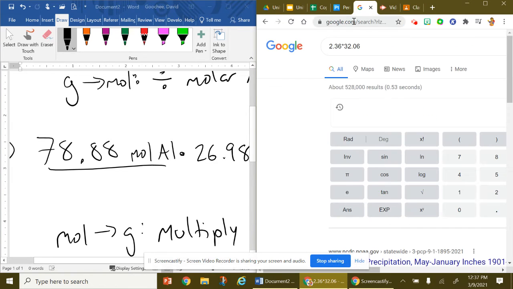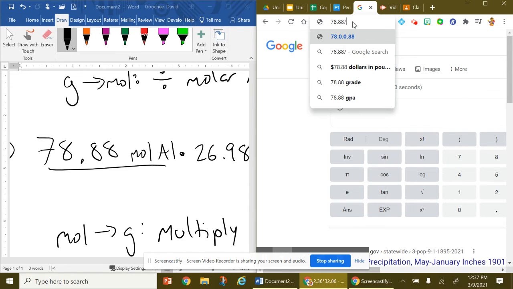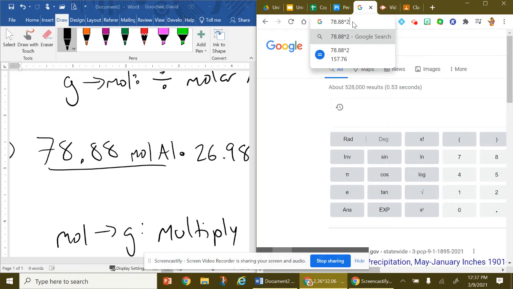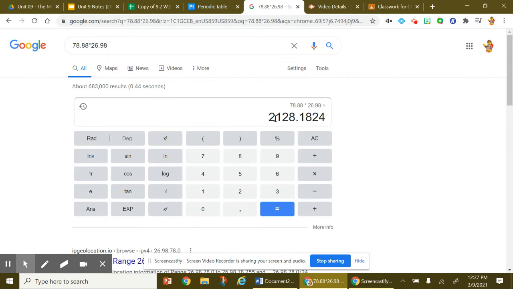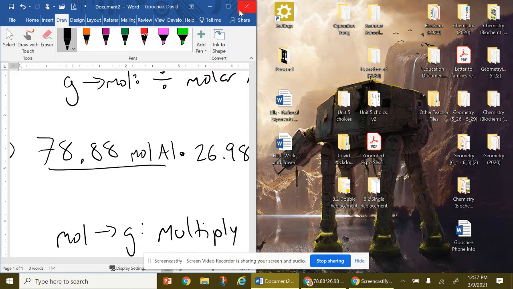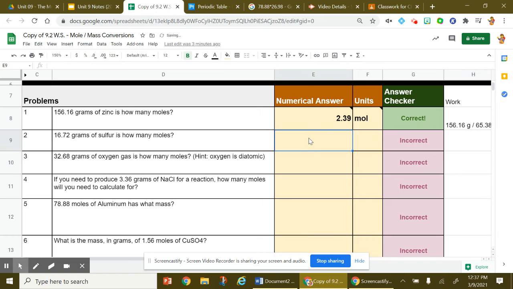See here, let me do some calculations. So 78.88 times 26.98. And what do we get? We get 2128 grams.